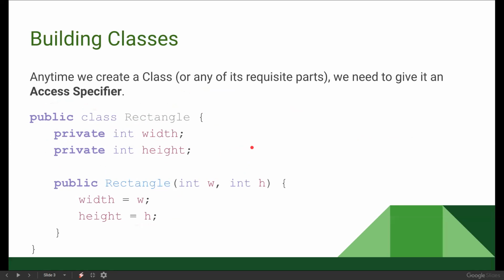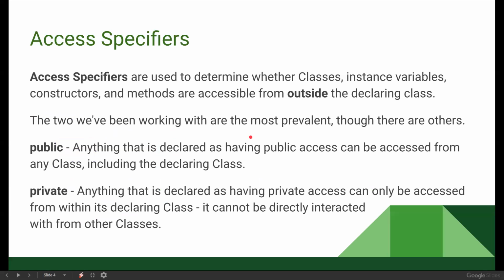And last semester, I told you we're going to use these. We don't need to know what they do just yet. Today is when we learn what they are useful for. So access specifiers are used to determine whether classes, instance variables, constructors, and methods are accessible from outside of the declaring class. And the two that we've been working with, public and private, are the most used ones. There are others, we're not going to cover them right now, but they do exist.